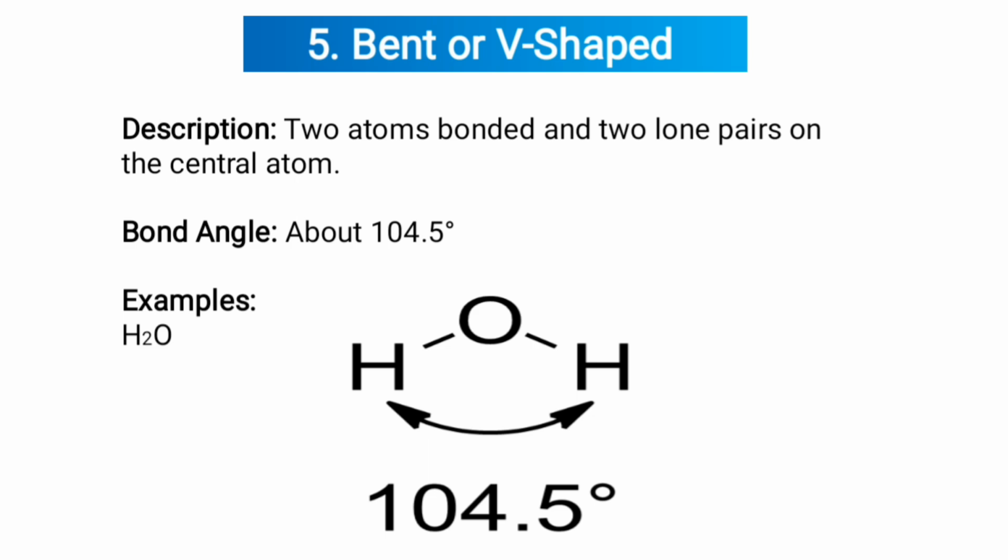So my dear student, the shape of a molecule is not random. It depends on the number of bonding and lone pairs of electrons around the central atom. This is why molecules like water are bent, methane is tetrahedral, and carbon dioxide is linear. So, this is all about today's lecture on shapes of molecules. I hope you understand.